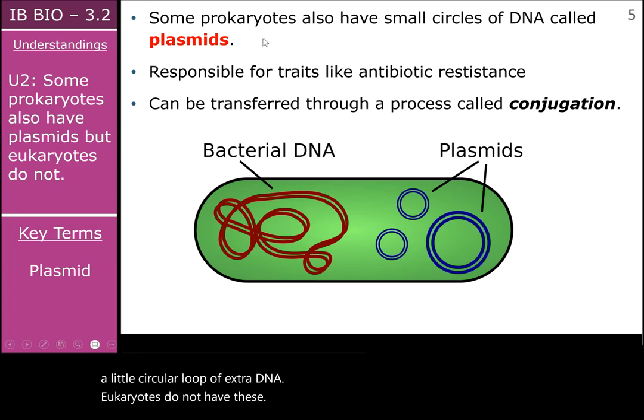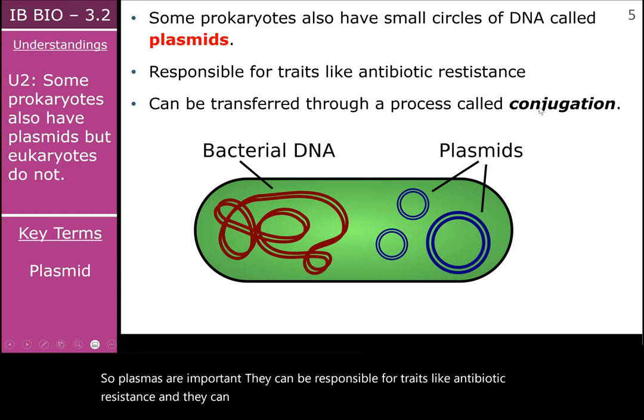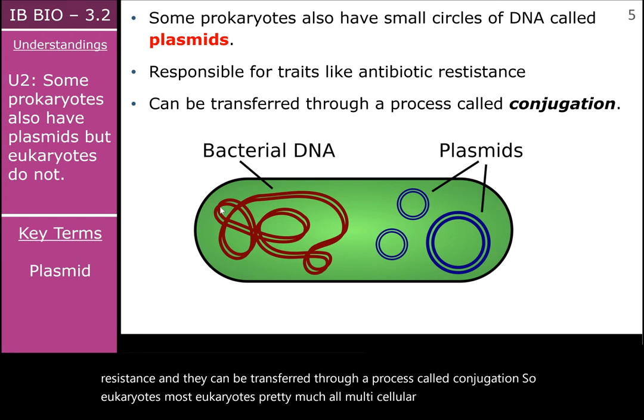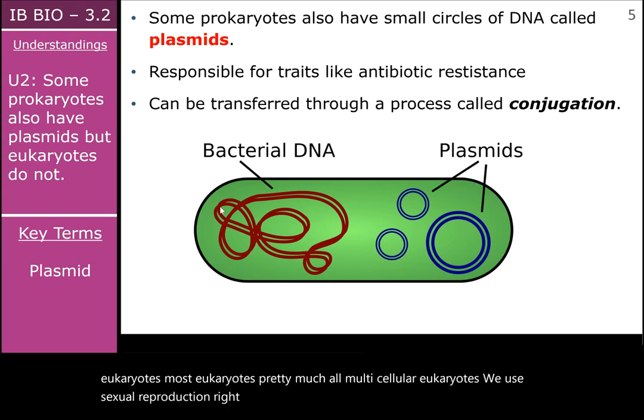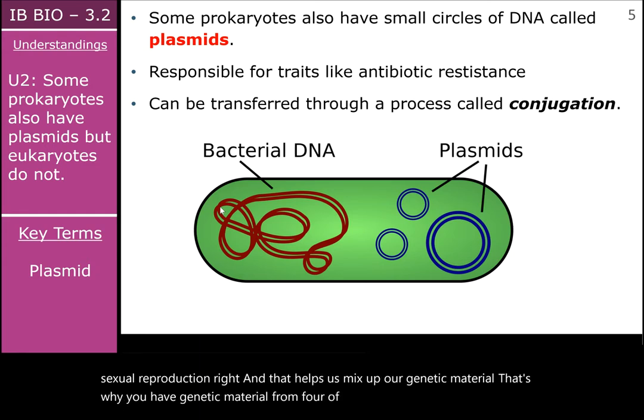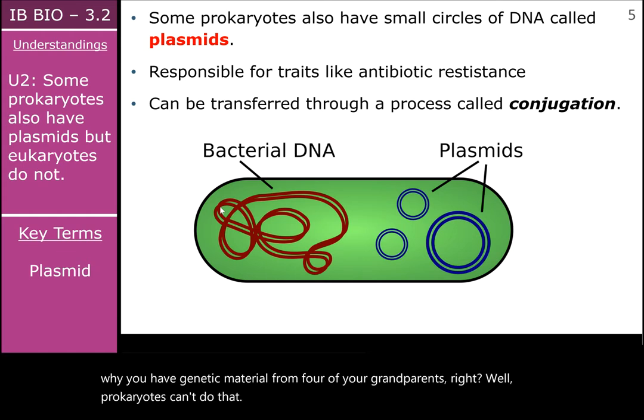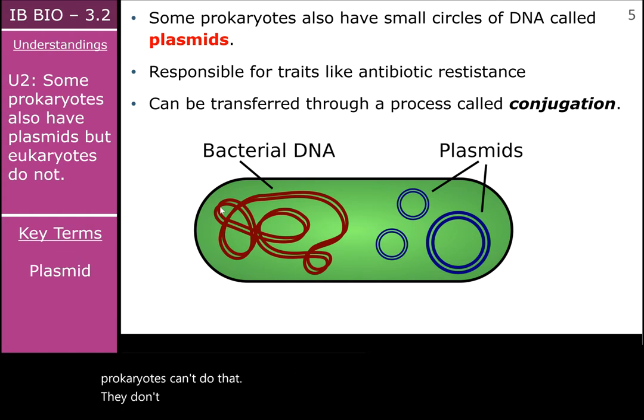So plasmids are important. They can be responsible for traits like antibiotic resistance, and they can be transferred through a process called conjugation. So most eukaryotes, pretty much all multicellular eukaryotes, we use sexual reproduction, right? And that helps us mix up our genetic material. That's why you have genetic material from 4 of your grandparents, right? Well, prokaryotes can't do that. They don't have sexual reproduction. They use binary fission. So they basically just make copies of themselves.